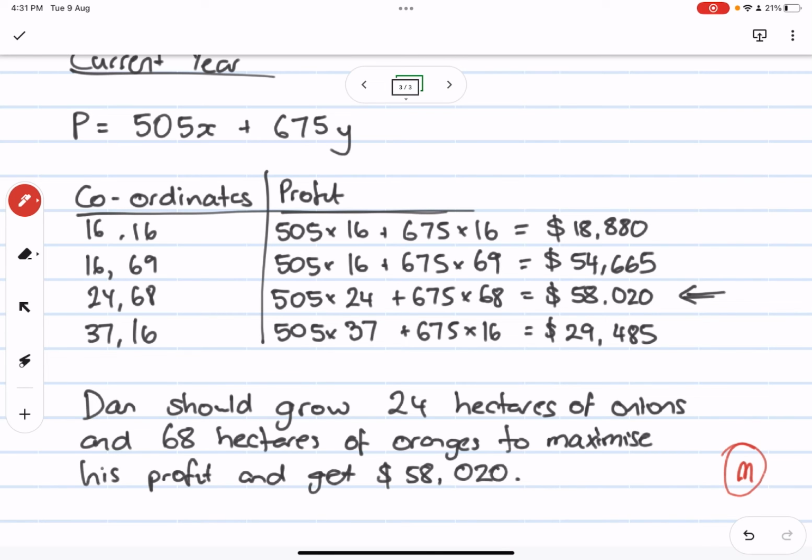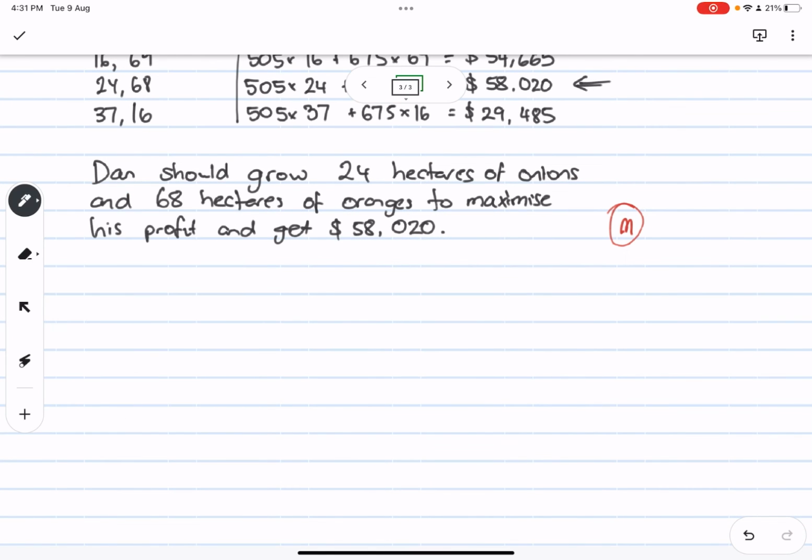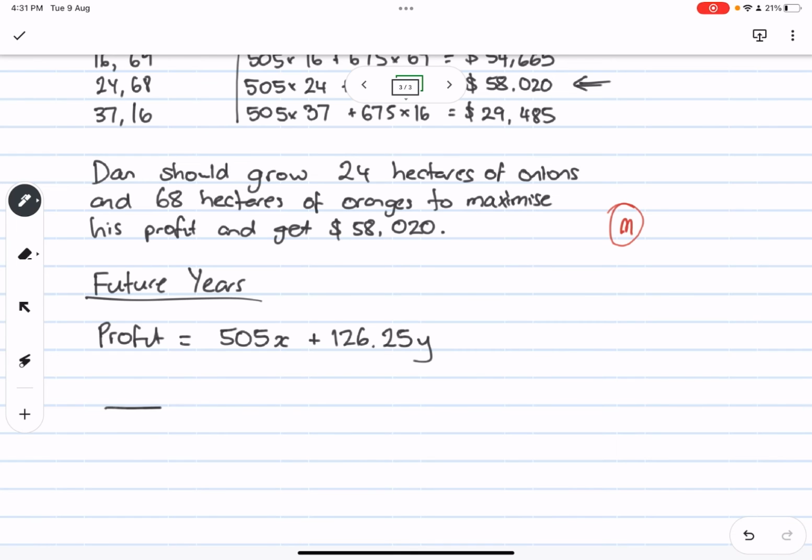Now, what we want to think about is the final part of the assessment, which is the future years. So we're told in future years, he's not sure of his profit for the oranges, but he thinks it's going to be $126.25. So that means our profit equation becomes 505x, because we haven't changed the amount for the onions, plus 126.25y.